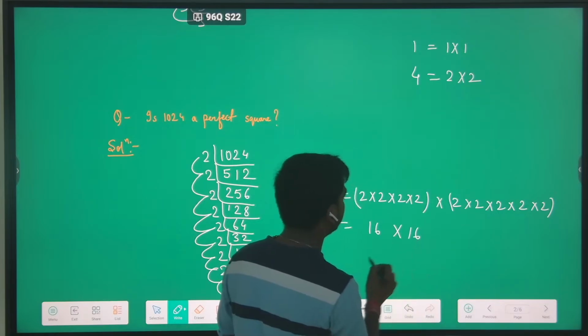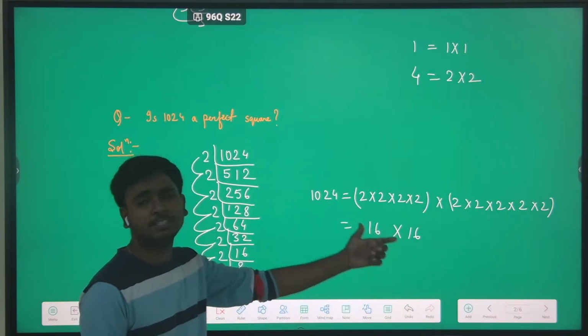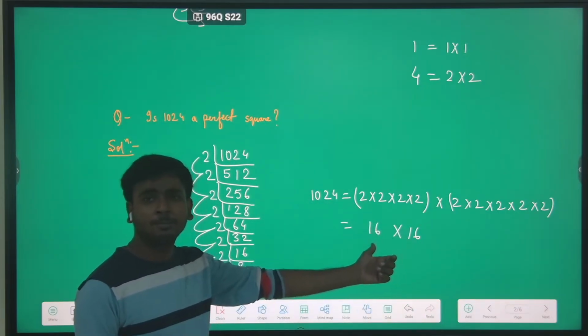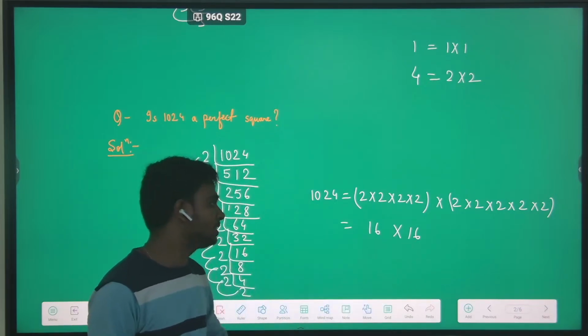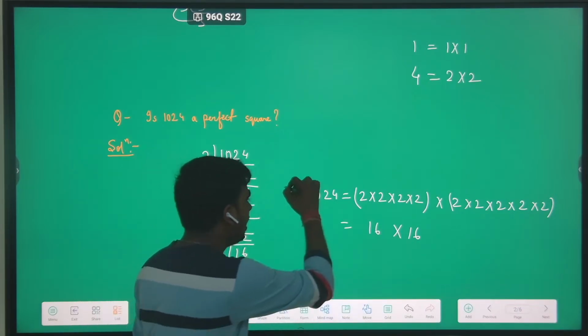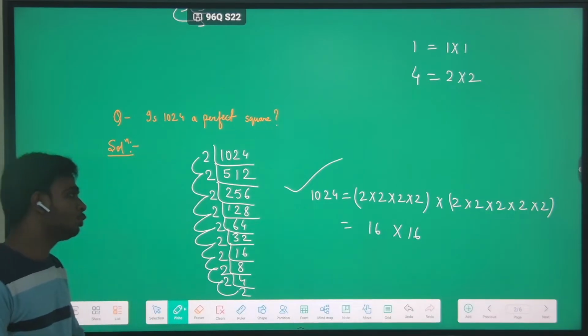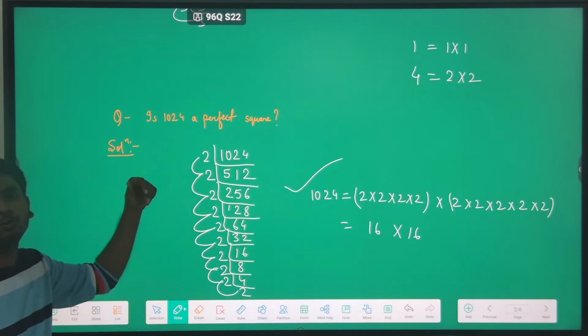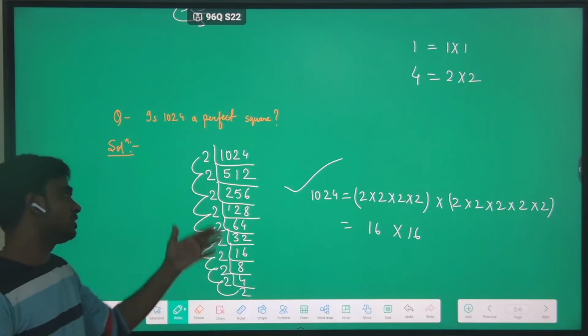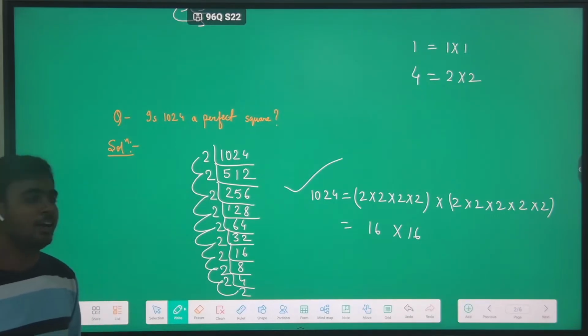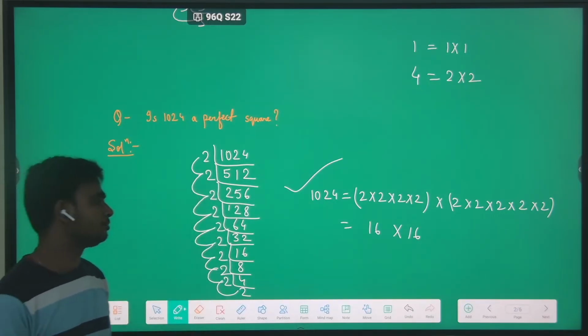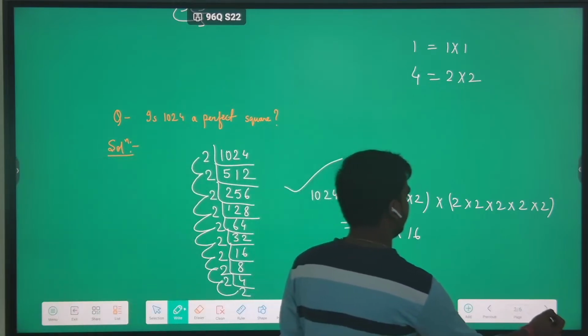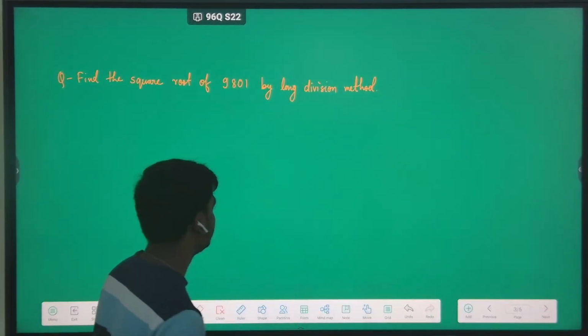Similarly, it is 16. So 1024 can be represented as the multiple of a number which is repeated 2 times, 16 into 16. So it is a perfect square. Okay. So through prime factorization, we can find out which number is a perfect square or which number is not a perfect square. Are you getting it? It is very easy. Now, we will move towards our next question.